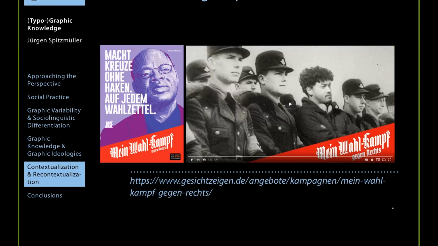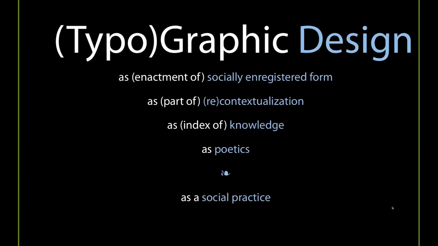So I come to my conclusions. I see that my 20 minutes are up, but just a few sentences. Typographic design, I have argued, is a socially enregistered form, part of contextualization and recontextualization, an index and trigger of knowledge, a poetic device that employs the social functions of graphic variation, and ultimately a social practice that is deeply embedded in our life worlds. If we follow this path towards polyfunctionality, also in the written mode of communication, I argue we will get closer to the understanding of the full power of writing and reading in society and to writing practice in the 21st century.